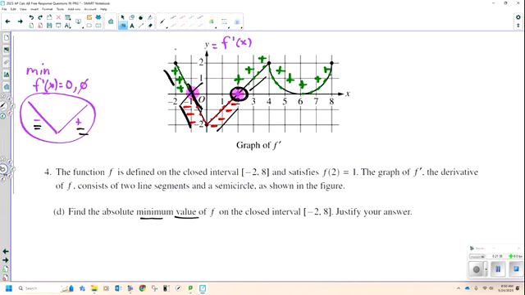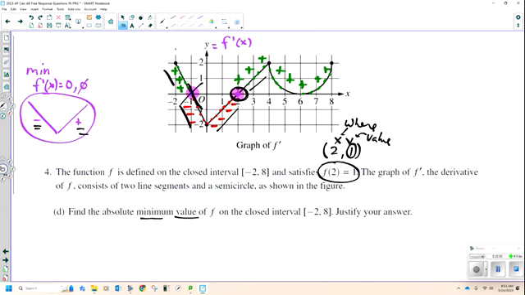That's a minimum value. Now, before we just say x is 2, let's figure out what it is. Oh, look, f of 2 is 1. So my coordinate is 2, 1. Here's x, here's y. This is where it happens. This is the where. And this is the actual value, the min value. So it would be 1.